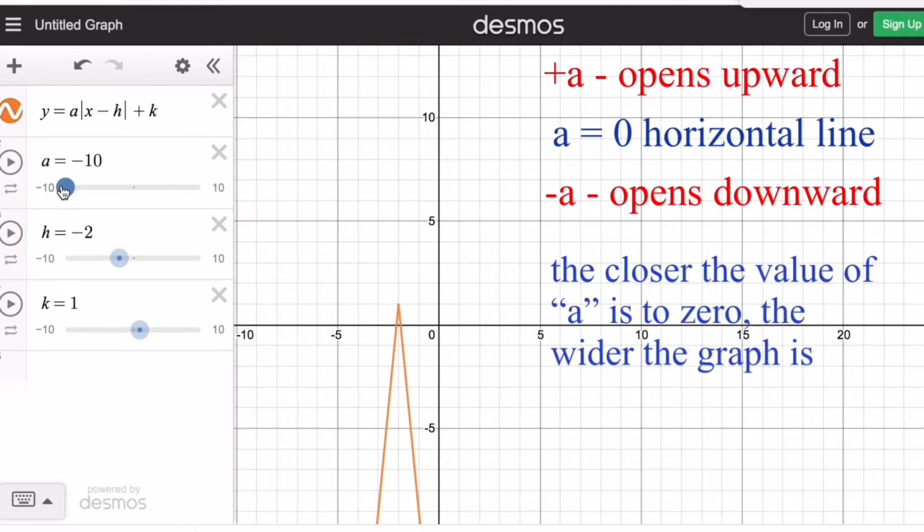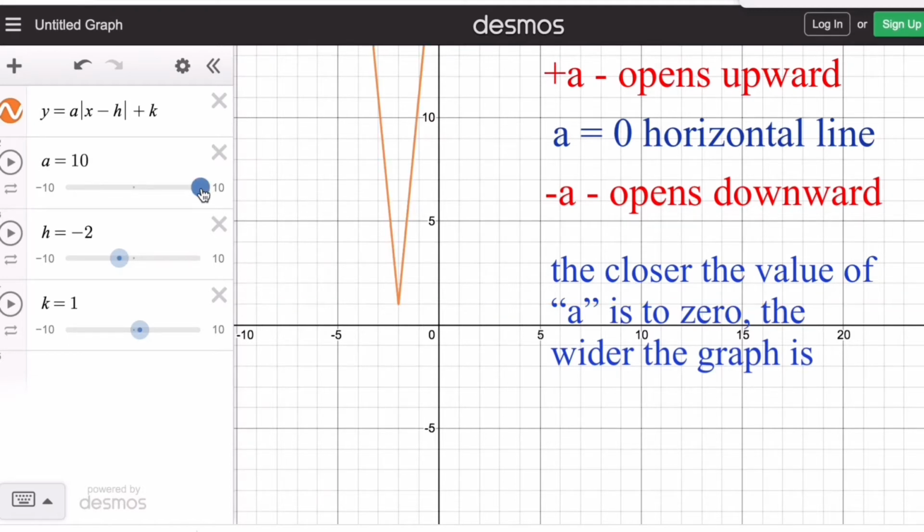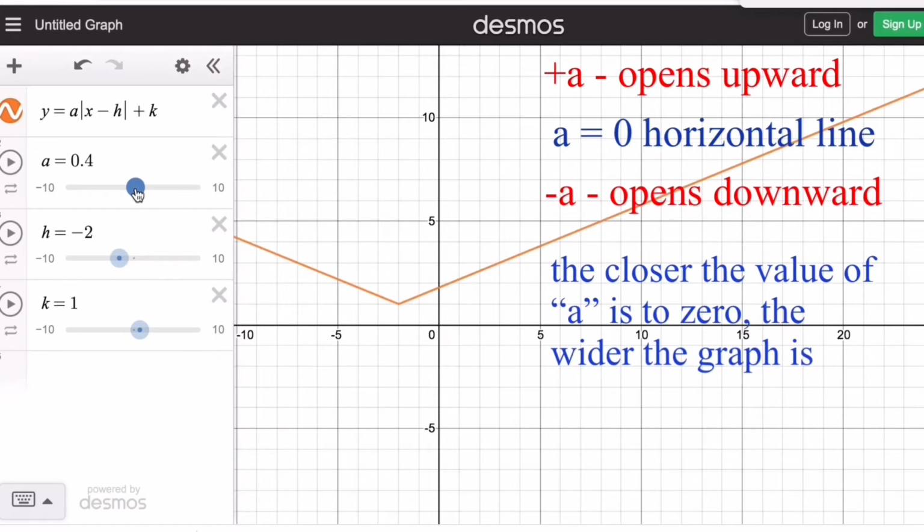We remember that the closer the value of a is to 0, the wider the graph becomes. If you notice, the graph gets wider as we start from the negative side and go towards 0. It becomes wider and wider, to the point that at 0 it becomes a horizontal line. This is also the same for the other side. If we start from 10 and go all the way to 0, the graph becomes wider and wider until at 0 it becomes a horizontal line.